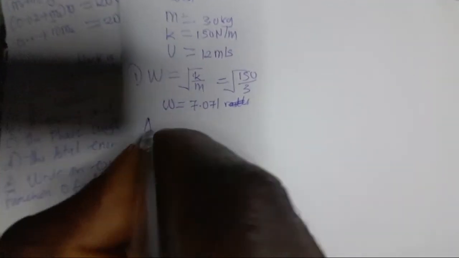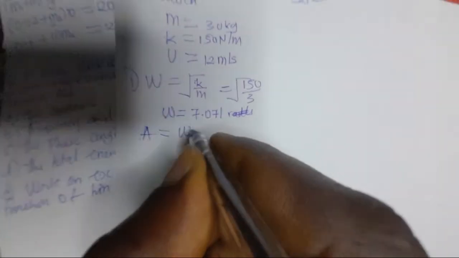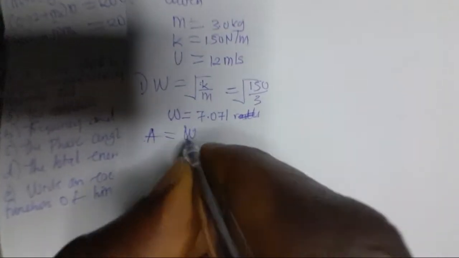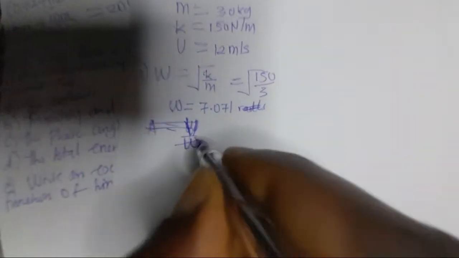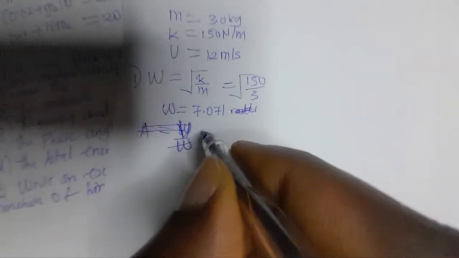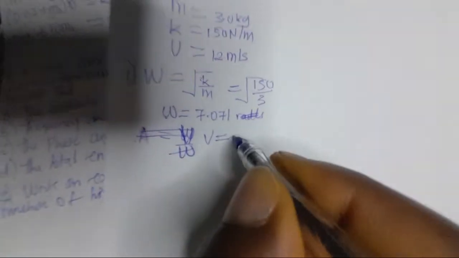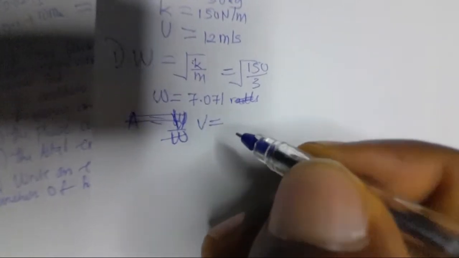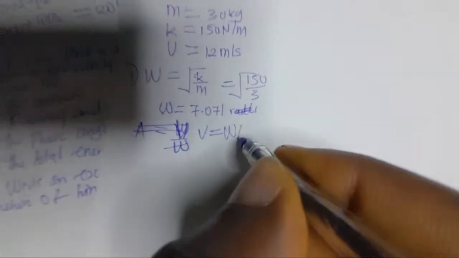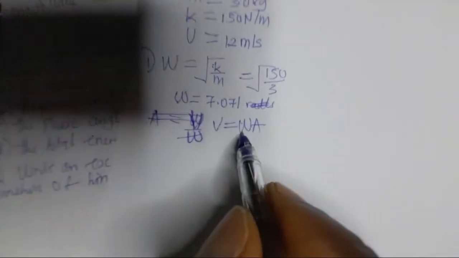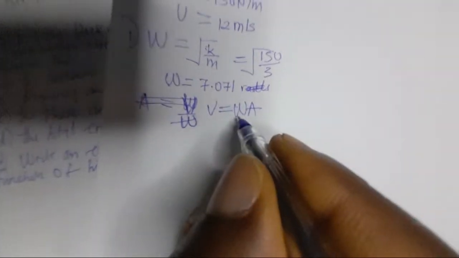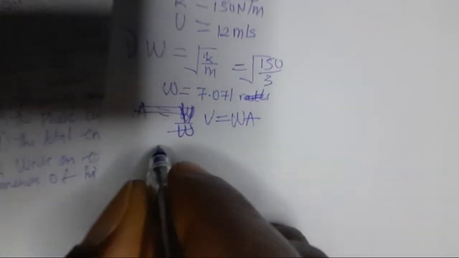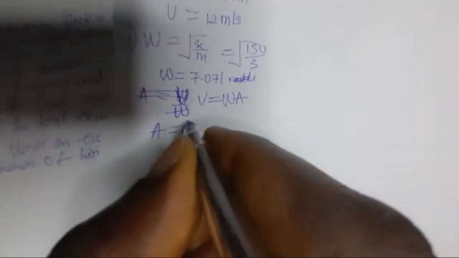So we now have our amplitude A equal to V all over W. The original formula for this, let me take you back. I'm trying to catch up with time. V, the velocity of simple harmonic motion, is always given by V equal to WA, where A is the amplitude and W the angular frequency. This is what describes a body oscillating. From here we can make A the subject of the formula, so our A will be equal to V all over W.